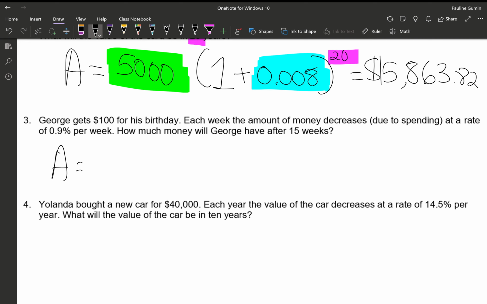Number 3. George gets $100 for his birthday. Each week, the amount of money decreases due to spending at a rate of 0.9% per week. How much money will George have after 15 weeks? Okay. So we begin with $100. That is a nice birthday gift. We're decreasing, so our parentheses will have a 1 minus.